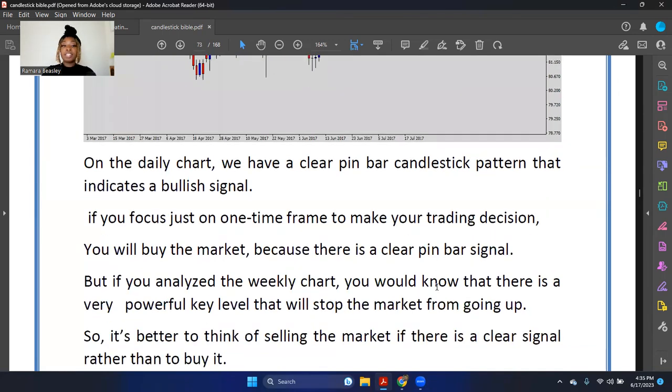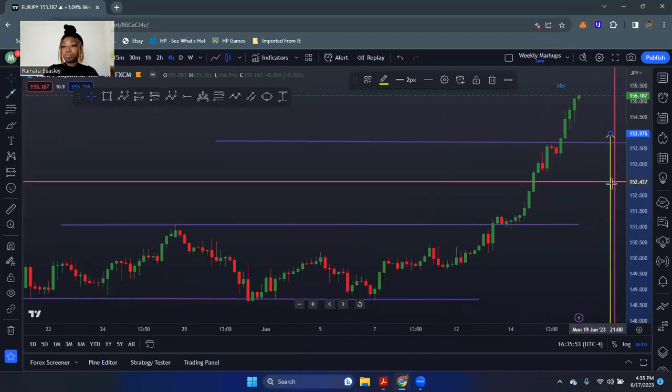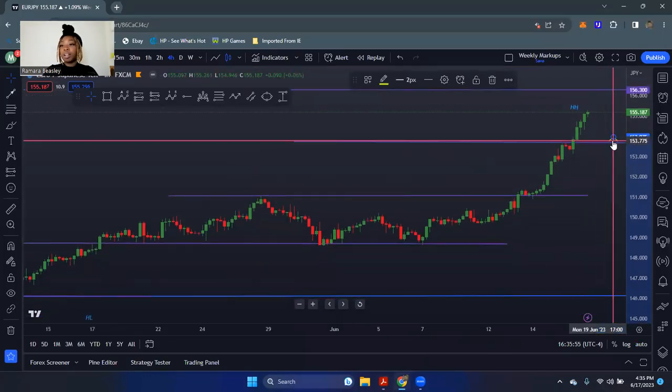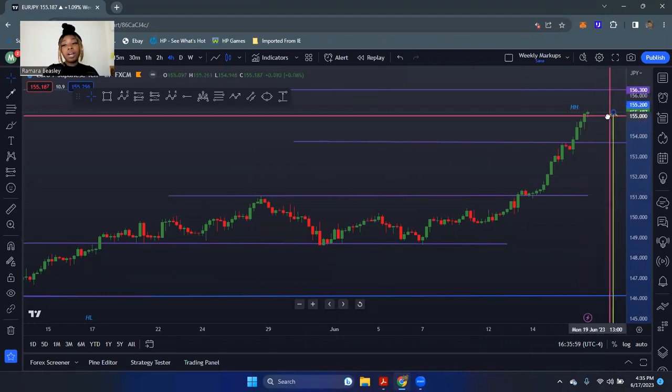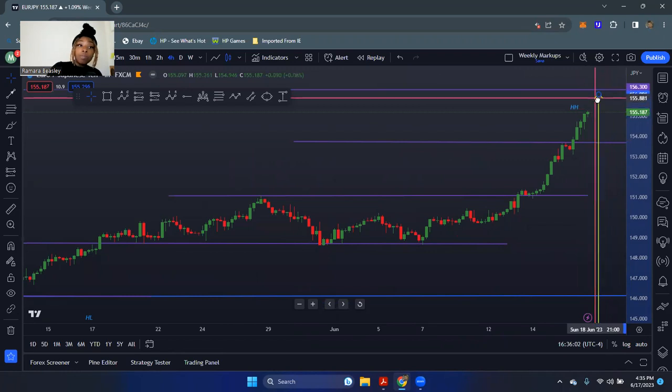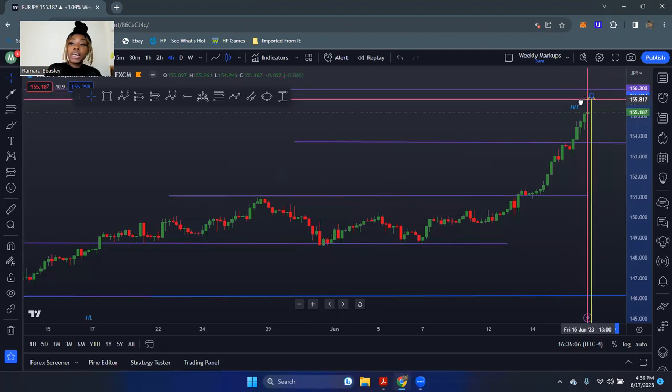But if you analyze the weekly chart, you would know that there is a very powerful key level that will stop the market from going up. So it's better to think of selling the market if there's a clear signal rather than to buy it. So in this case, what we're looking at on the 4-hour time frame, yes, she got 100 or so pips to go up in the market. But we know that this hasn't been here since 2008.